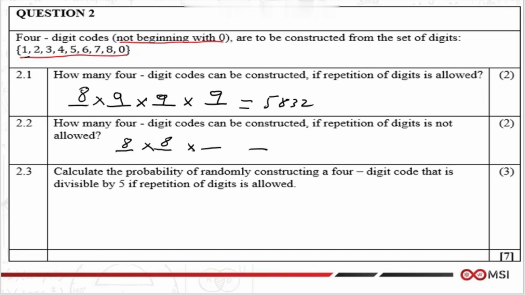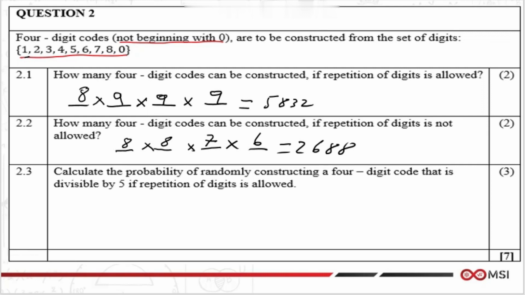Remember, the first digit has been placed, the second digit has been placed. How many digits left now in our sample space? We are having 7. 3 digits have been placed. How many digits left now? Is 6. Then therefore, because in this case they were saying repetition of digits is not allowed, then therefore we are having now 2,688 4-digit codes that can be constructed in the case whereby the repetition of digit is not allowed and a code must not start with a 0 digit.